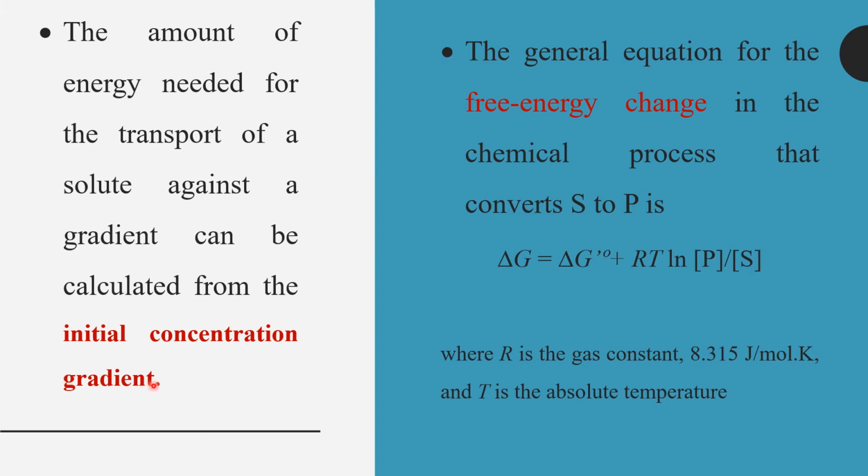So the amount of energy needed for the transport of a solute against a gradient can be calculated from the initial concentration gradient. And the general equation for free energy change in chemical process that converts substrate to product is delta G equals delta G prime 0 plus RT natural log of concentration of product divided by concentration of reactant or substrate. Here the delta G is nothing but the free energy change, and this delta G prime 0 is nothing but the standard free energy change in biological conditions.